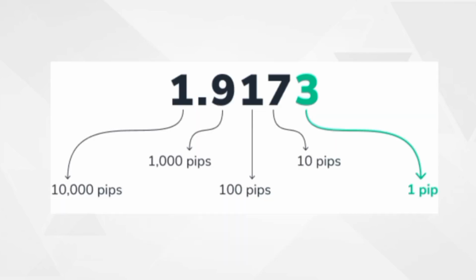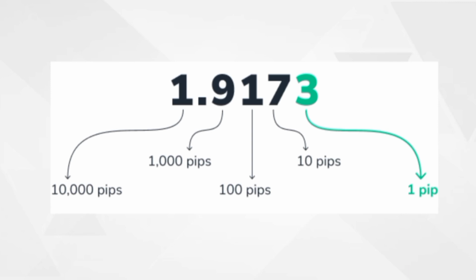So this is how you calculate the pips movement. Remember I said you start calculating from the last number. If there's a decimal point, start calculating from the last number. So you can see if it's moving like this, this 3 is 1 pip, the 7 there will be 10 pips, the 1 there is 100 pips, and that's how you keep calculating.